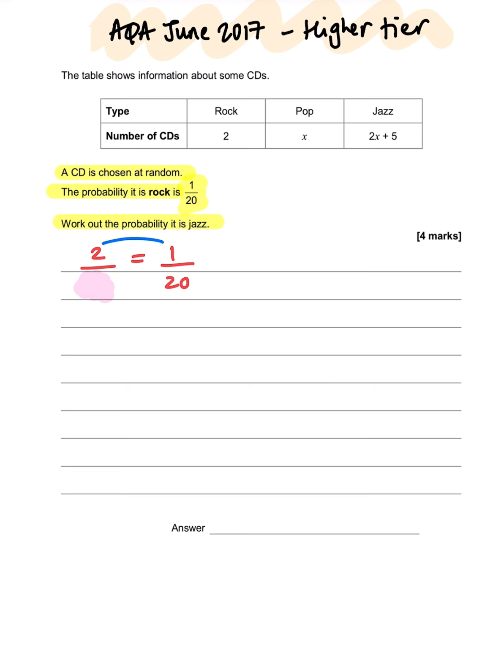So to get from 2 to 1, we've divided by 2. So to go in this direction, we would do the opposite and multiply by 2. So this should tell us that 2 out of 40 CDs are rock, okay? So that means we have a total of 40 CDs, which is going to help us, okay?